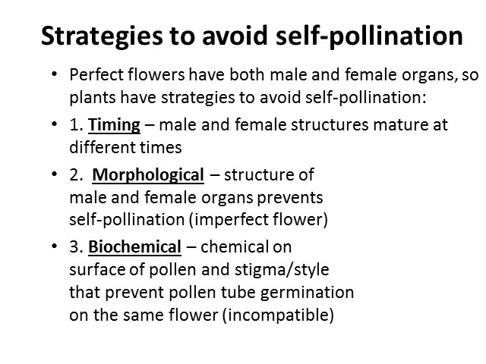Another one is biochemical, and we'll talk a little bit more about that, but the idea is that there's a chemical on the surface of the pollen and the stigma or style that prevents pollen tube germination. Basically, they're incompatible with themselves, which is a good thing in terms of wanting to spread your genes around and not just create an inbred population.